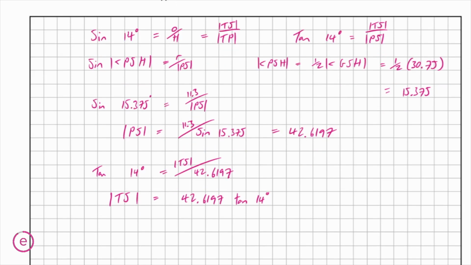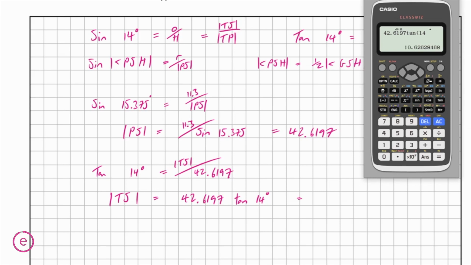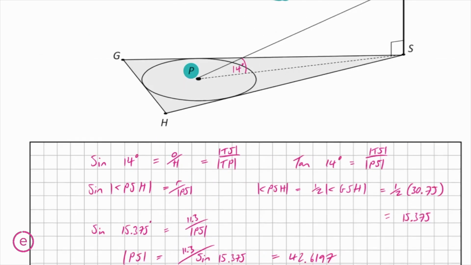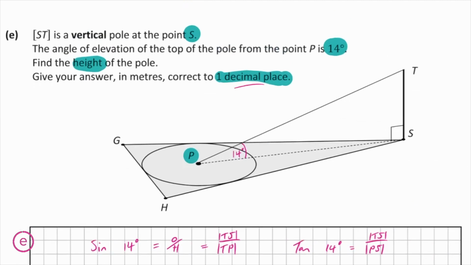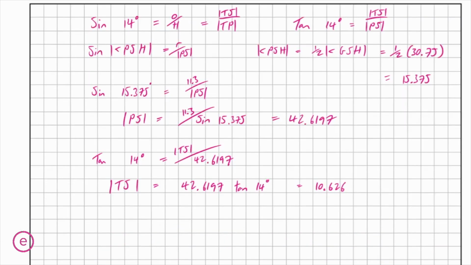So TS is equal to 42.6197 times tan 14, by multiplying across by what's underneath the fraction. Using the calculator again, the value of that is 10.626, but they've asked us to put it correct to one decimal place at the start of the question, so we're just going to round that off to 10.6. And that's the end of part E and the end of question 9.